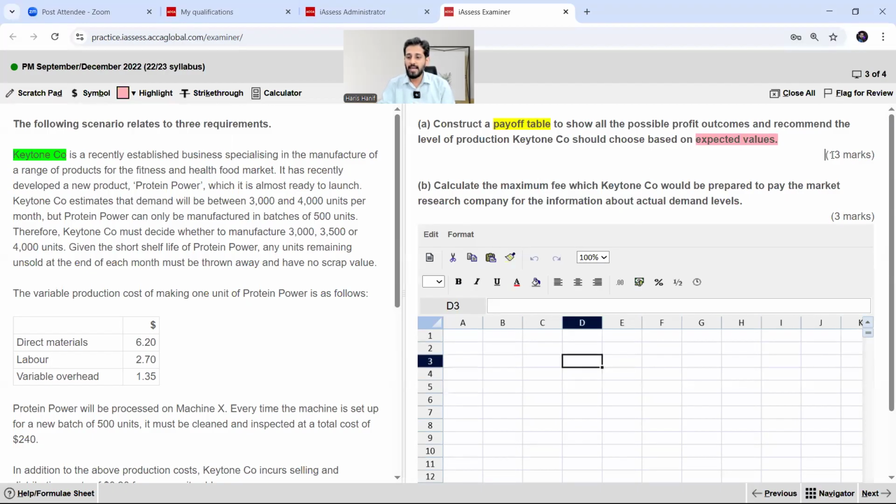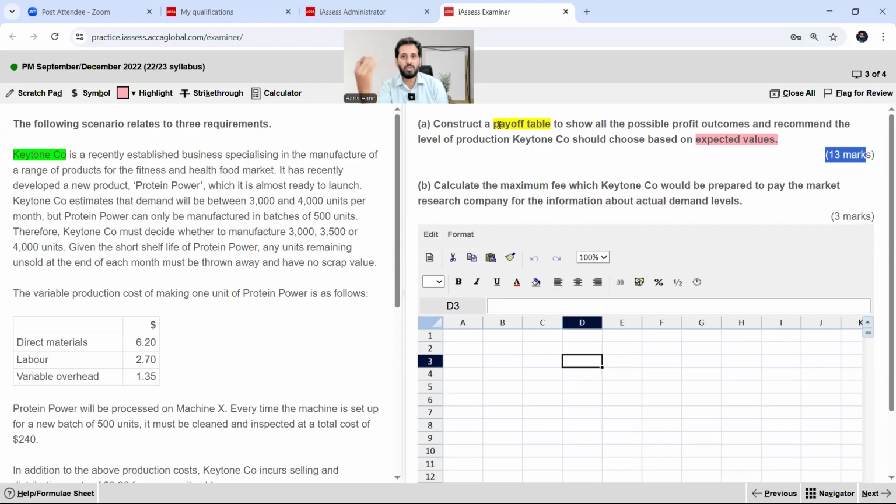Now, you might have heard that there is a risk seeker, risk averse, risk neutral, and that is maximax, maximin, and expected values. So I am pretty much sure that you people have covered all the basic topical lectures, and now let's start constructing a payoff table.